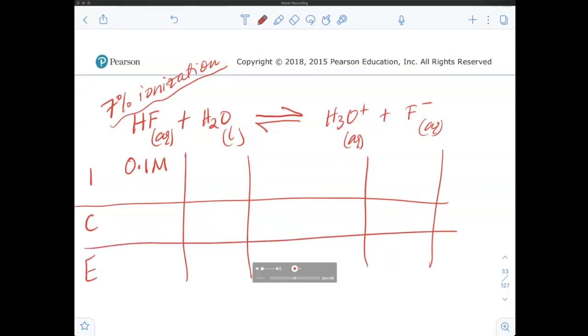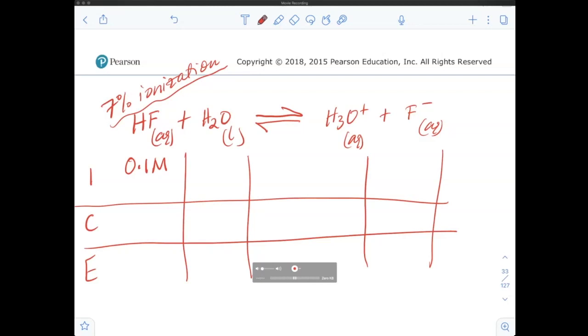So give me just a moment. Let me do some math real quick. We have 0.1 equals 7. So I'll have to divide by 100. Let's see. 100 divided by 0.1. And then 7 divided by 1,000. Oh, okay, 7 times 10^-3. I should have known that.